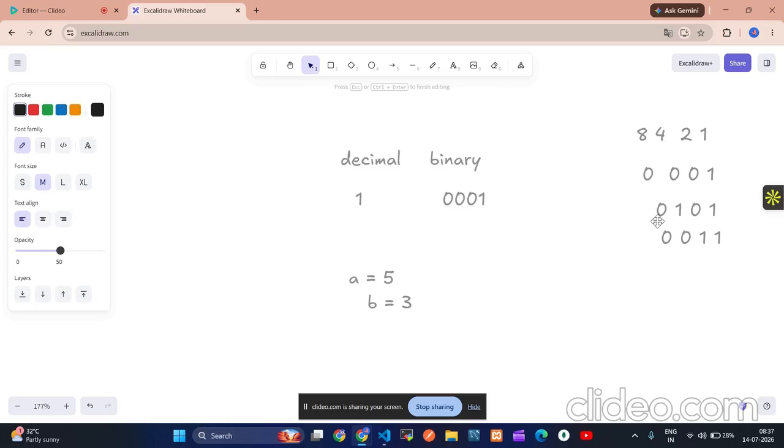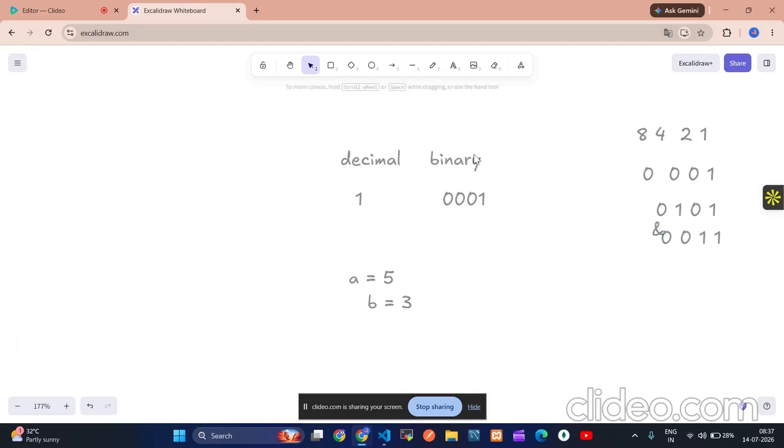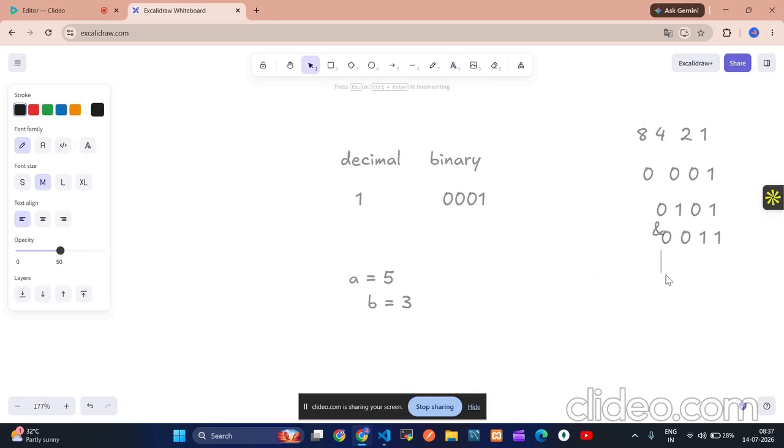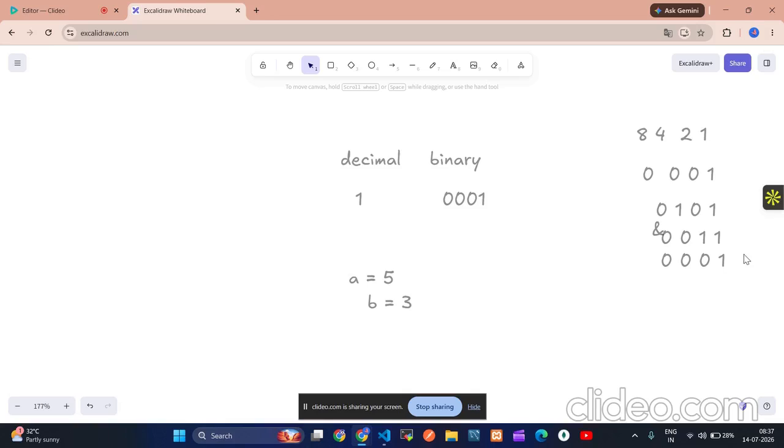So here is the AND operator, bitwise AND. 0 and 0 comes 0, because both values are the same. Then 1 and 0 are not the same, so it comes 0, and 0 and 1 is also not the same, so it comes 0, and 1 and 1 comes 1. So the output is 1, because 0001 is 1.